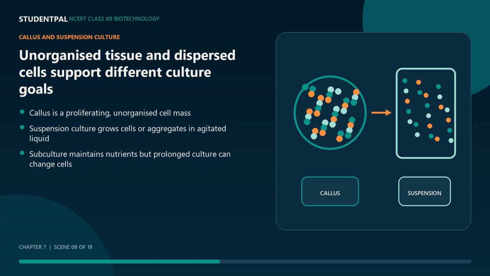Both systems require periodic subculture before nutrients are exhausted or inhibitory products accumulate. Prolonged culture and repeated passage may select variants or cause chromosome and epigenetic changes. Callus quantity is therefore not sufficient evidence of genetic uniformity or regenerative capacity. Those claims need separate tests.